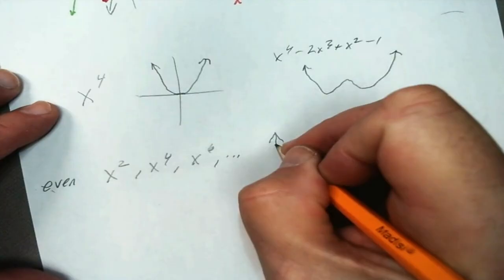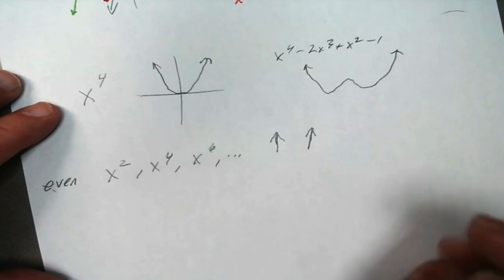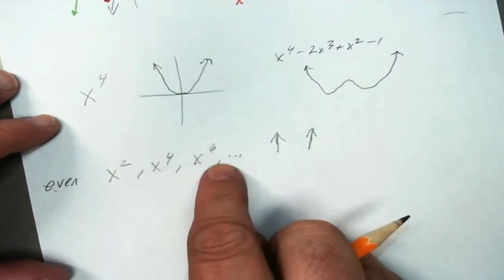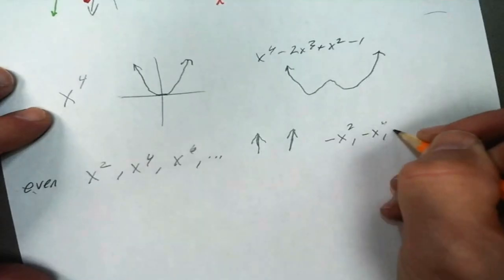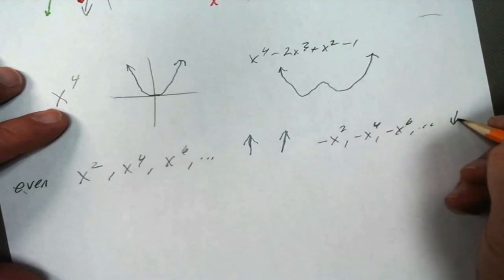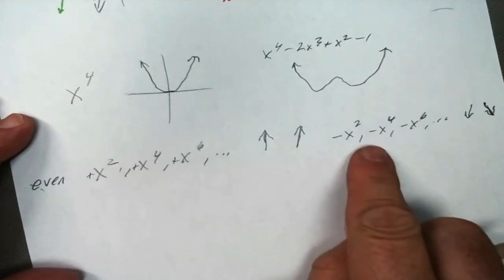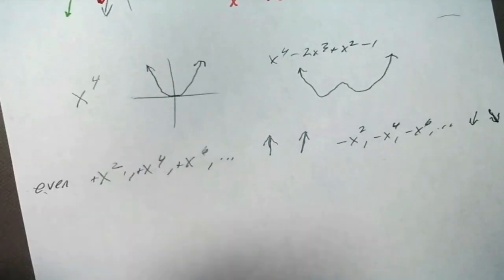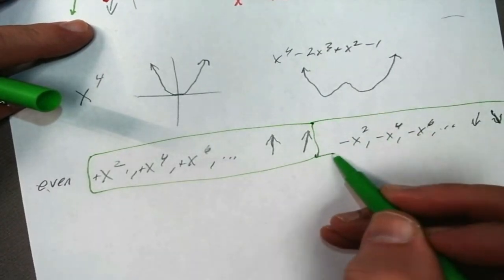the left end is going to point the same direction as the right end. Both ends are going to point the same direction. If it's a negative x squared, negative x to the 4th, negative x to the 6th, et cetera, then both are going to point down. This is the first term is a positive here. So let's kind of graph that up. With even, if it's positive, it's going up. If it's negative, it's going down.